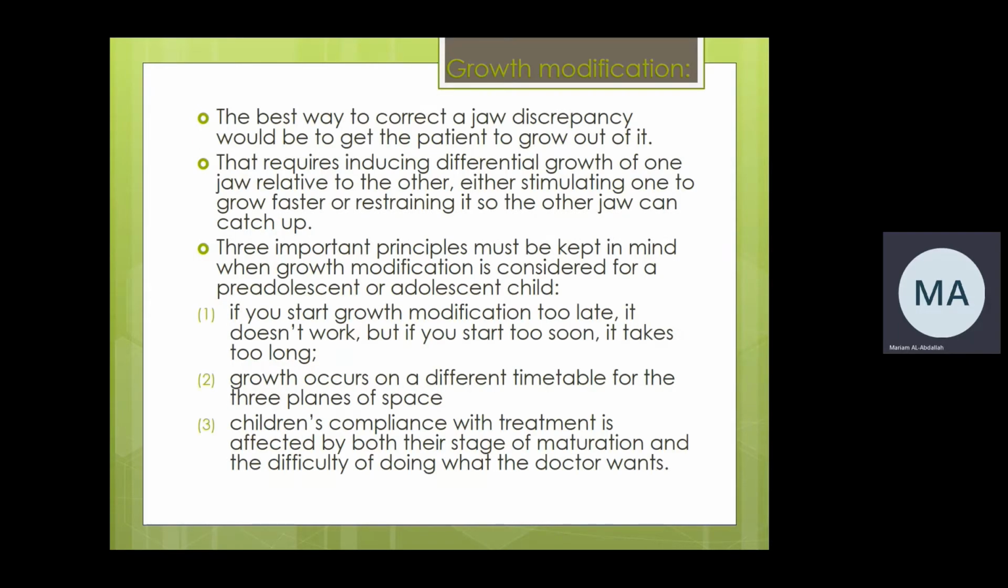Now, when we talk about growth modification, the best way to correct a jaw discrepancy, which is the skeletal discrepancy, would be to get the patient to grow out of it. Whatever treatment planning we are trying to apply to modify growth, it's important to have the patient still growing. And then we aim for differential growth of one jaw relative to the other by stimulating one to grow faster or restraining its growth and then allowing the other jaw to catch up.